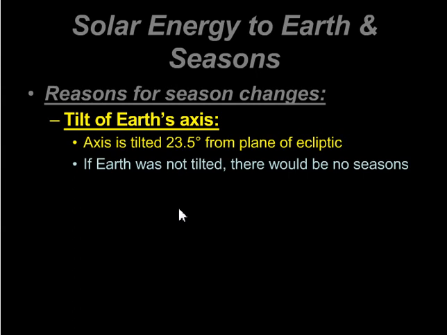Reason number 3 for the seasons is the fact that the Earth is slightly tilted. The Earth is tilted 23.5 degrees from the plane of ecliptic. 23.5 degrees, you'll see that number pop up a few different times. This is very important because if there was no tilt, there would be no seasons. And so the third reason is one of the key reasons for the seasons.